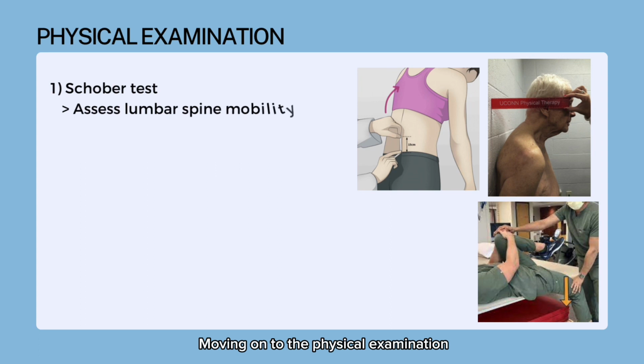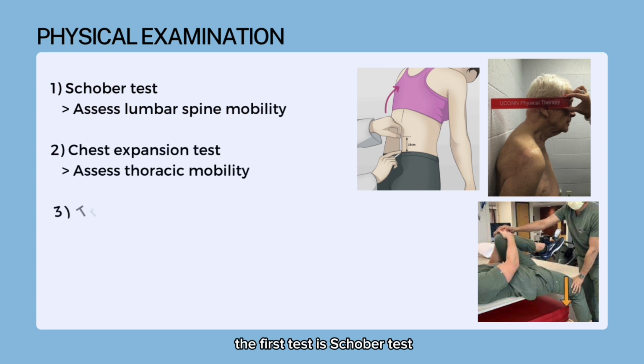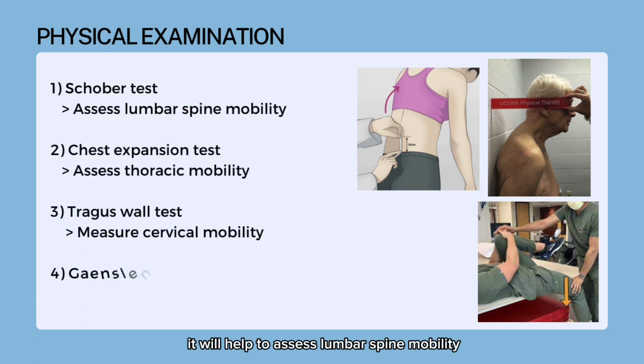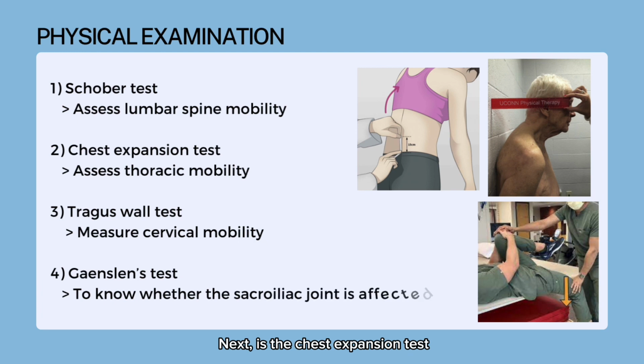Moving on to the physical examination. The first test is the Schober test. It will help to assess lumbar spine mobility. Next is the chest expansion test. We will use a measuring tape placed at three points. The first one is the manubriosternal junction. Second one is the xiphisternal junction. And the third one is the 10th rib junction. Then we will take the measurement during inspiration and expiration of this patient.